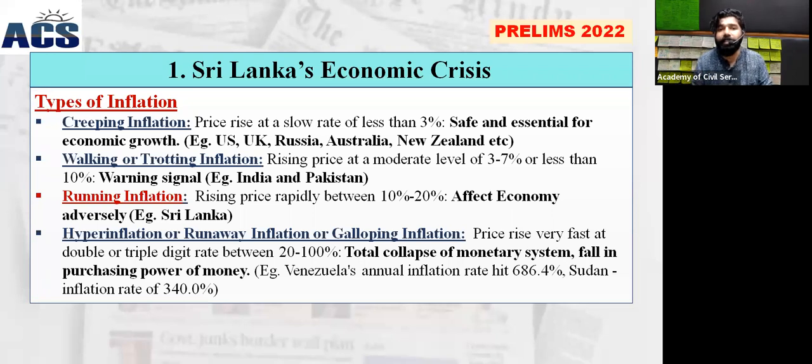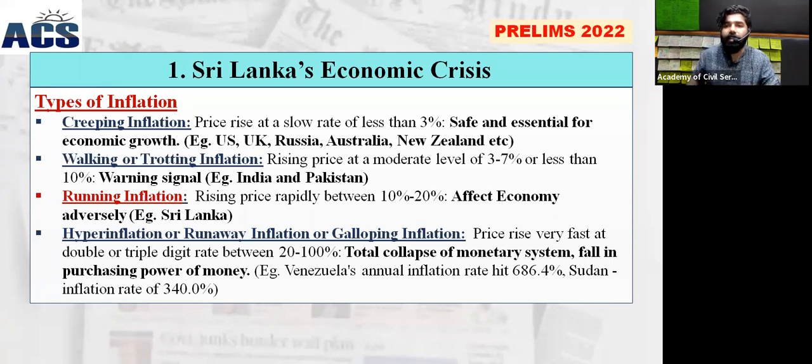Countries like India and Pakistan are experiencing the second type, that is walking or trotting inflation. We are also experiencing a rise of prices, or inflation, in India. That means rising prices at a moderate level of 3 to 7%, or less than 10%. If any country is experiencing a rise of price below 10%, that means above 3% to 7% or less than 10%, that inflation will be called walking or trotting inflation. ABC type questions can come on this. So 3 to 7%, or less than 10%, is walking or trotting inflation.